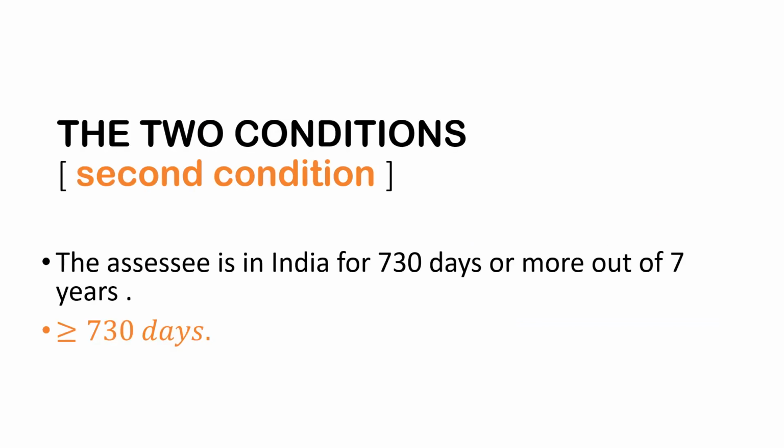The second condition states that the assessee is in India for 730 days or more in the last 7 years. We are talking about the last 7 years. In those 7 years, he is supposed to be in India for a minimum of 730 days. This means 730 days or more than 730 days. This is the second condition.